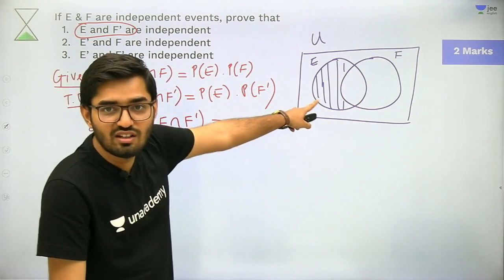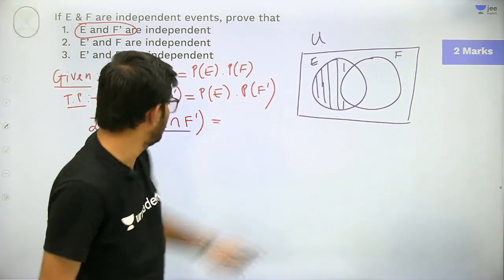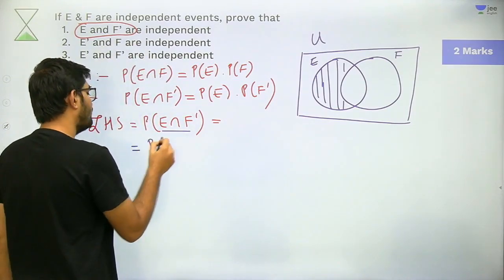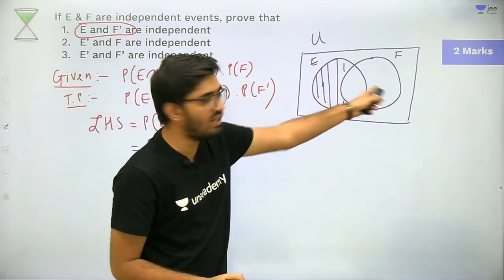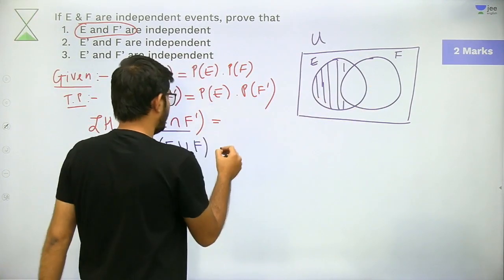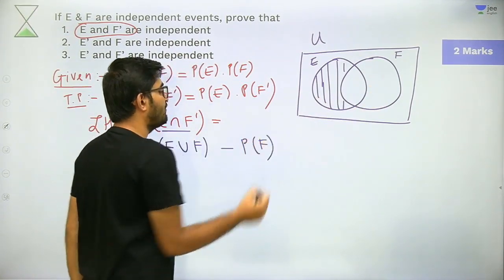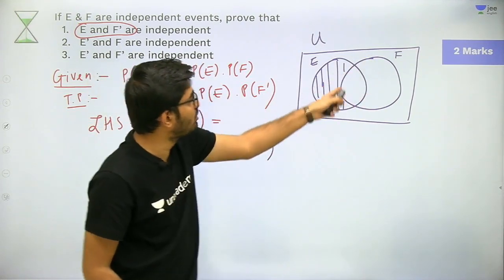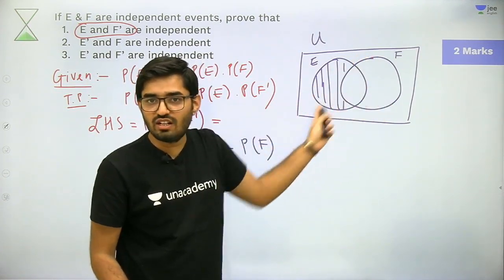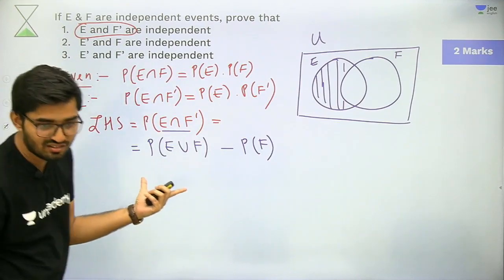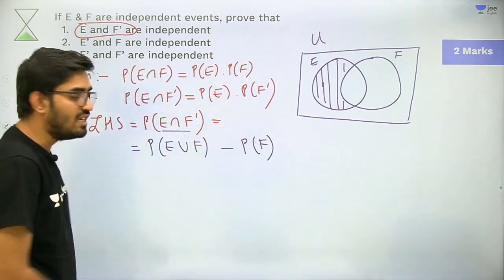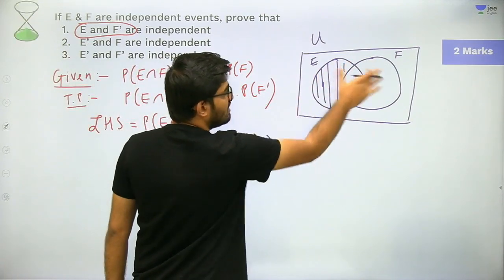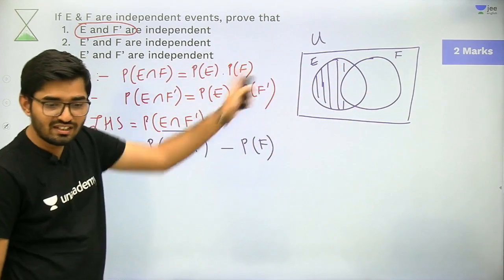Can we also write this as P(E union F) minus P(F)? E union F is this full region. If we remove the probability of F, that is, remove this region from E union F, is that the same thing? Yes, you are getting it. E union F is this full region minus P(F), so we will get the same region.